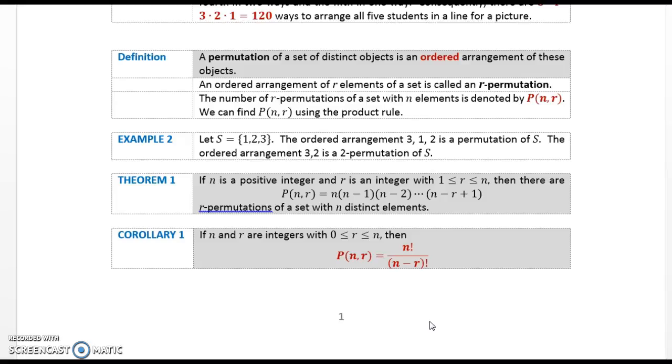Example 2. Let S equal the set {1, 2, 3}. The ordered arrangement 3, 1, 2 is a permutation of S. The ordered arrangement 3, 2 is a 2-permutation of S.